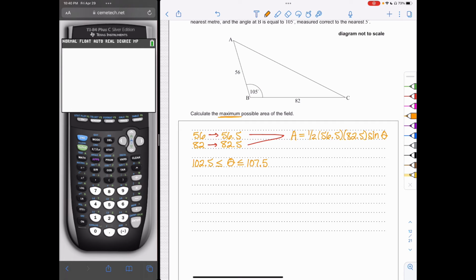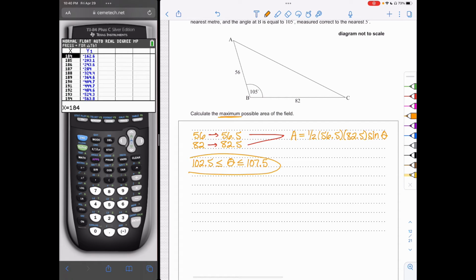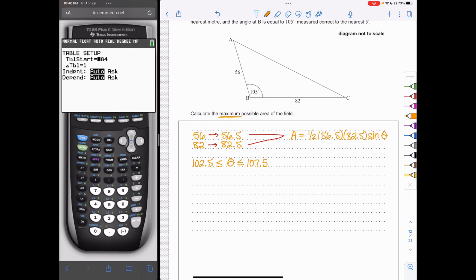Because I know the formula for my area, I'm going to go to y equals and type that in. So I have 0.5, which is 1/2, times 56.5 times 82.5 times the sine of x. I know that's the same as theta. And instead of looking at the graph, if you want to look at the graph, that's fine. But I'm going to look at the table. So remember, we have this important piece here that our angle has to be in between these values. So that's my domain. So I'm going to go to table settings, and I'm going to have it start me at 102.5 here. And then I'm going to go back to my table.